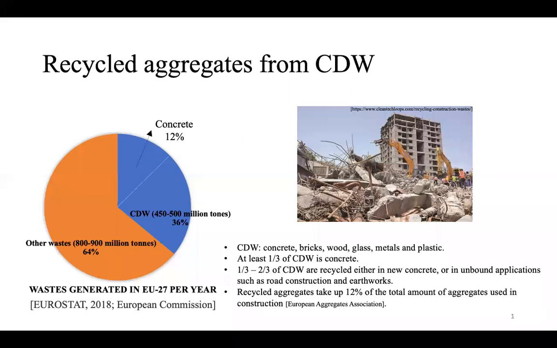First of all, let's have a brief overview of construction and demolition wastes. They contain a wide variety of materials such as concrete, bricks, wood, glass, metals, and plastic. According to the European Commission, about 450 to 500 million tons of construction and demolition wastes are generated every year in Europe. At least a third is concrete.